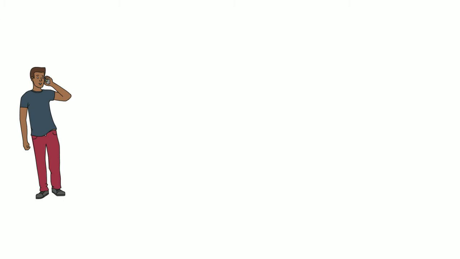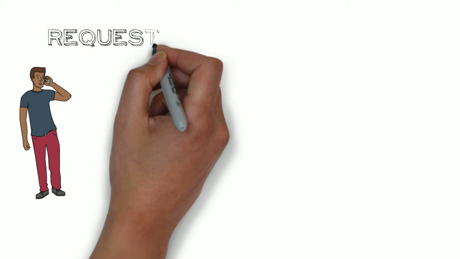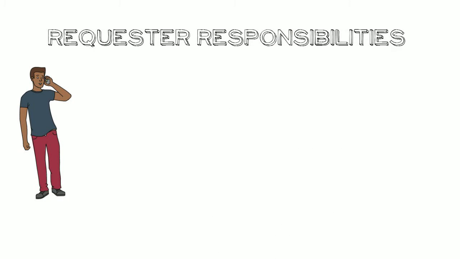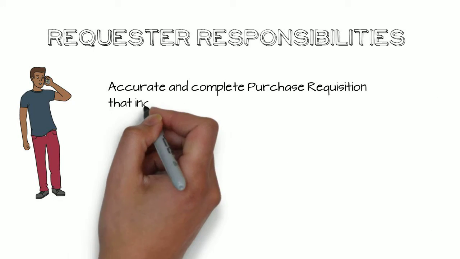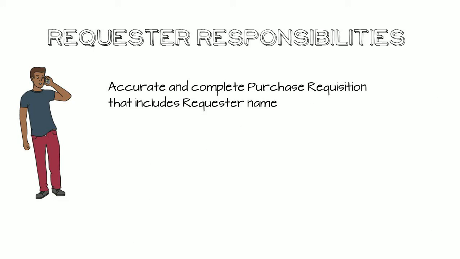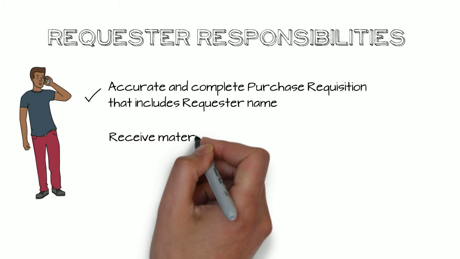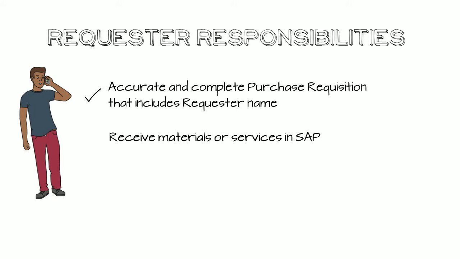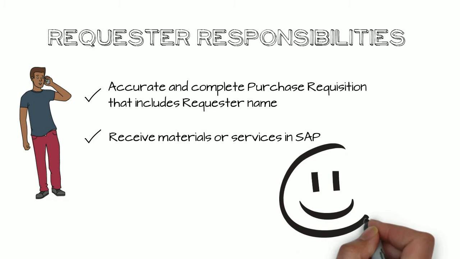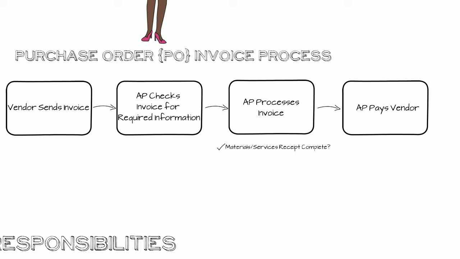As you have seen, there can be some issues along the way that would delay the vendor being paid on time. If you are a requester, there are two things that you can do to help ensure that the process goes smoothly. First of all, ensure that your purchase requisition is accurate and complete. Your purchase requisition must include your name so that AP knows who to talk to if there are any issues or questions. The second thing is to complete the receipt in SAP as soon as the goods are physically received or the services are rendered. Doing these two things will help considerably with the invoice processing time.